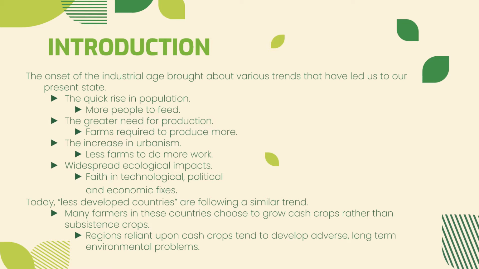Number four, widespread ecological impacts. There was faith in technological, political, and economic fixes. Today, the less developed countries are following a similar trend. Many farmers in these countries choose to grow cash crops rather than subsistence crops. We know cash crops are the crops which are grown to gain money, whereas subsistence crops or food crops are grown for consumption. The regions reliant upon cash crops tend to develop adverse long-term environmental problems.